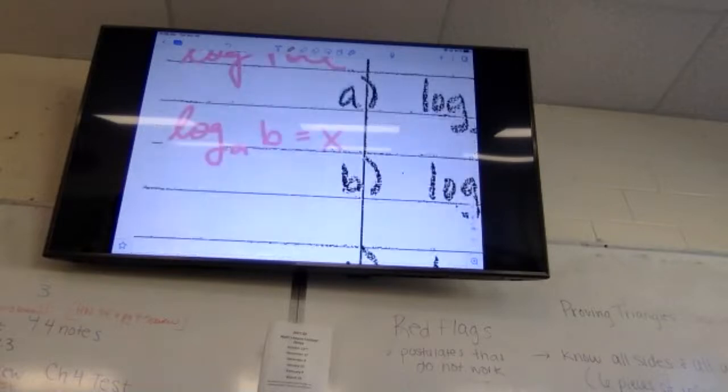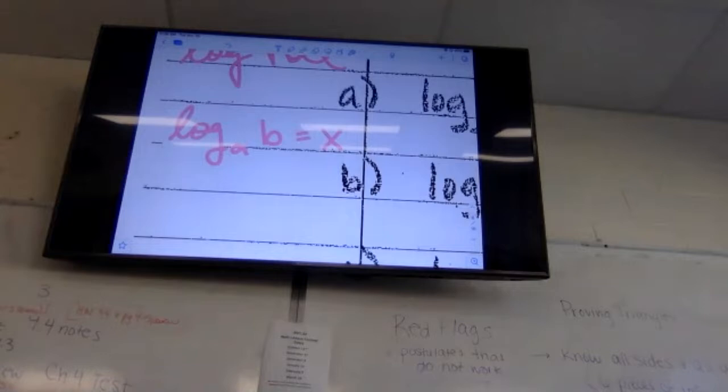Okay, what happens here is we're going to start with the base. So the base is the small number under the log. So I'm going to start there, and I'm going to roll underneath the equal sign and then back through the B.